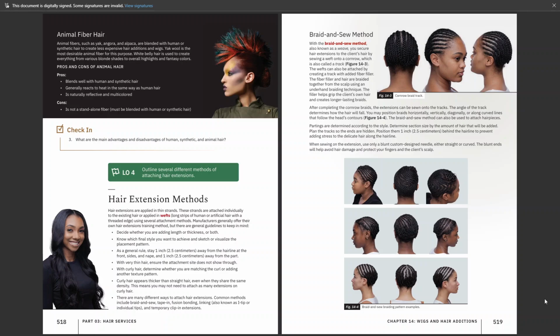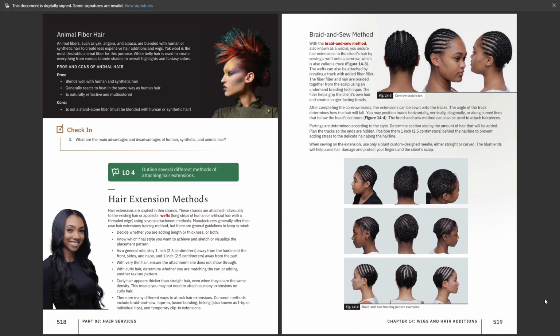Braid and sew method. With the braid and sew method, also known as a weave, you secure hair extensions to the client's hair by sewing a weft onto a cornrow, which is also called a track. Figure 14-3 shows an example.